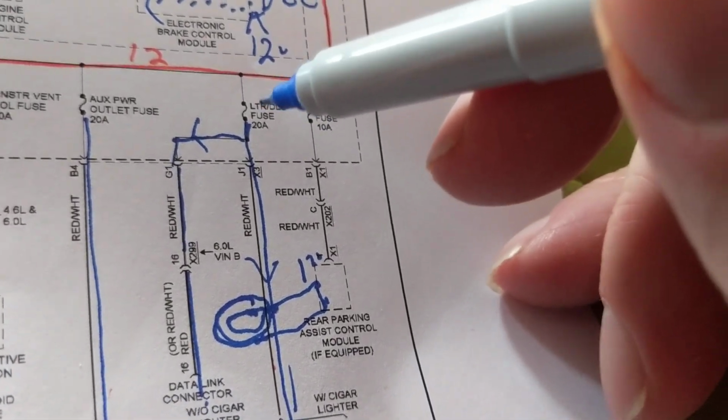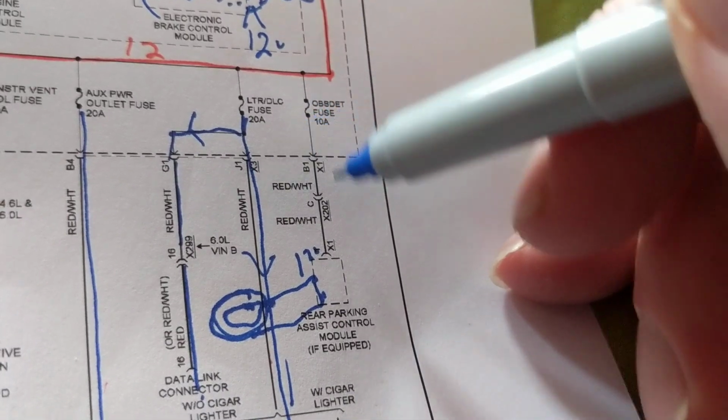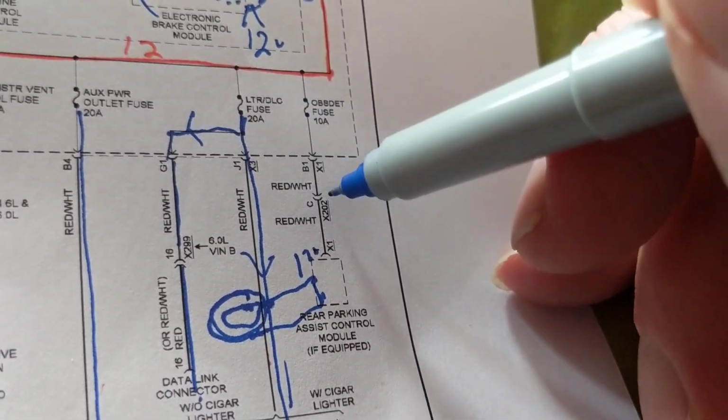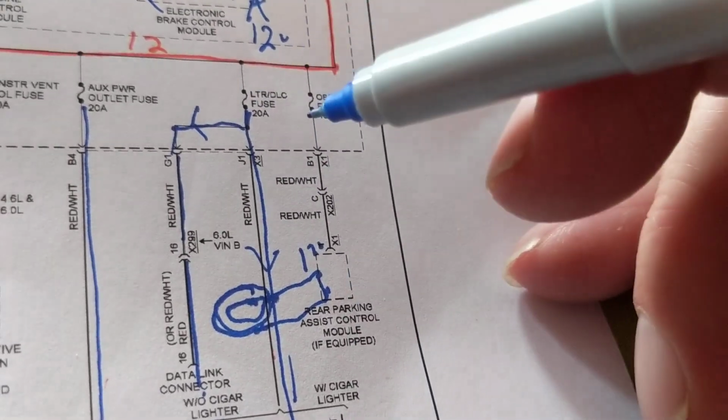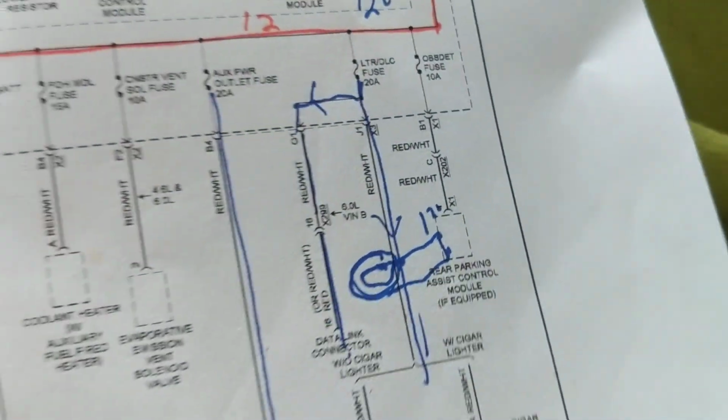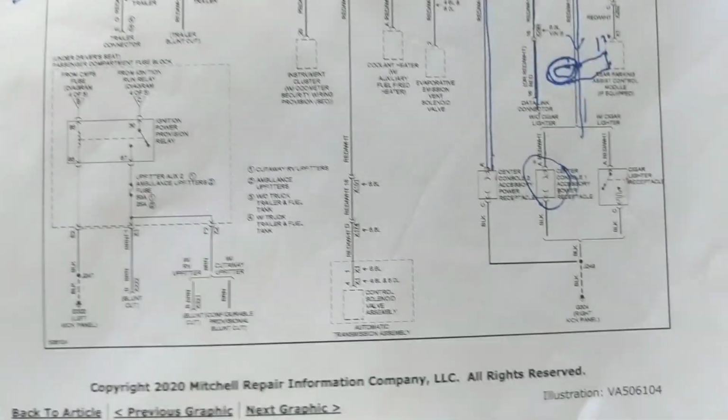Why? If this fuse were bad, that means everything connected to it, including my parking lamps, headlamps, would be off. That means this fuse is bad. You don't even need a meter to do this. So therefore, now let's go to relays.